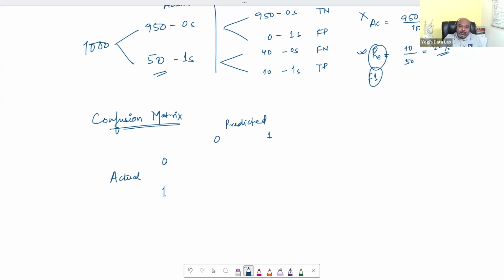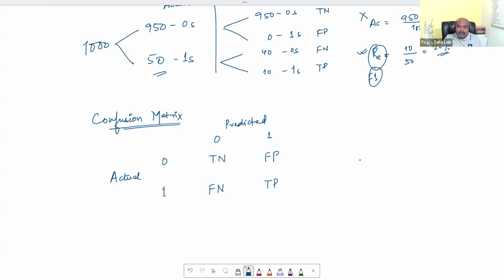So what am I looking at? The number of rows which were actually 0 and have been predicted as 0. So I'll get the number of true negatives here. The number of rows which were actually 0 and I predicted them to be 1. So this is false positive, the number of records of false positive. Similarly here, the number of records of false negative and the number of records of true positive.